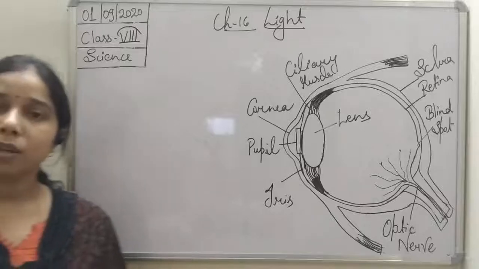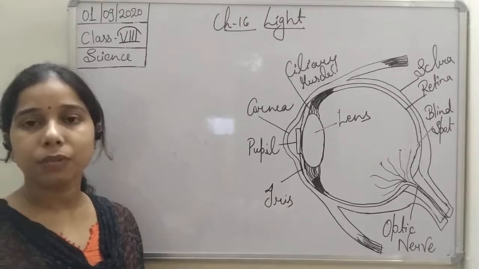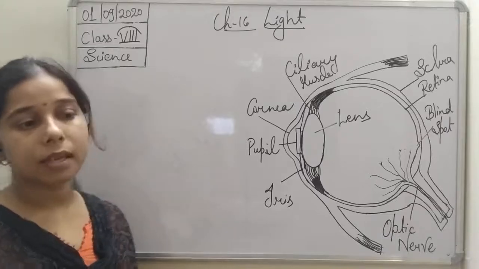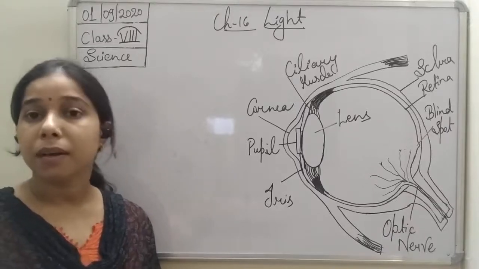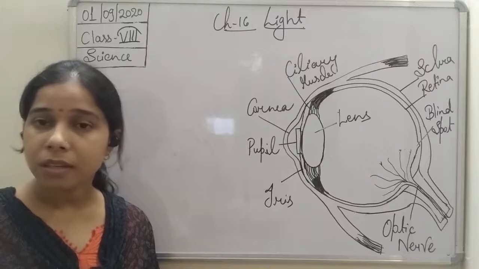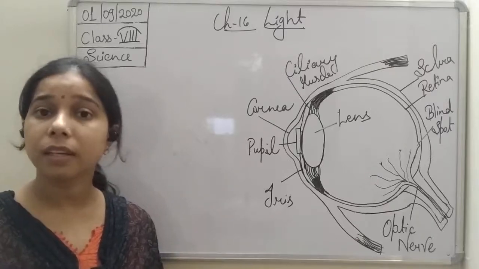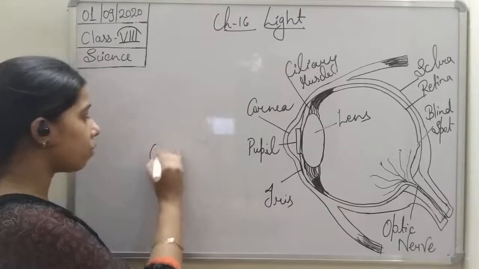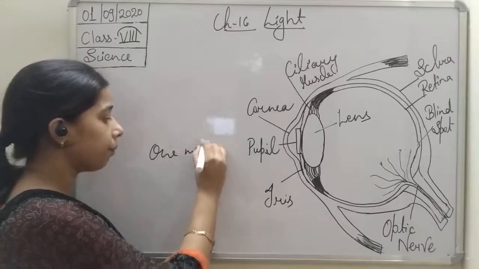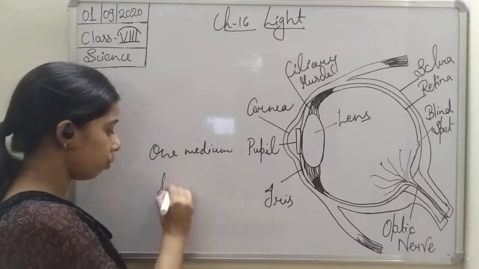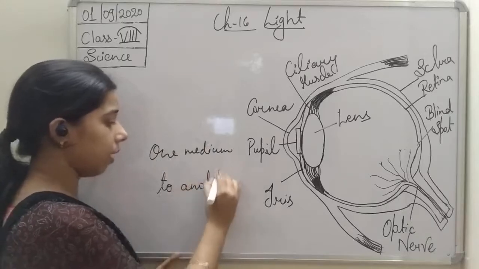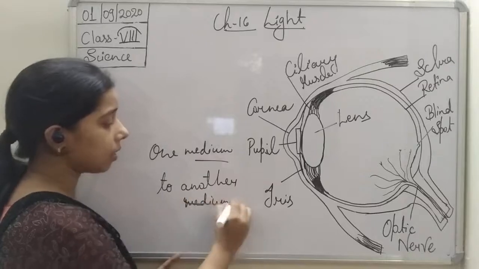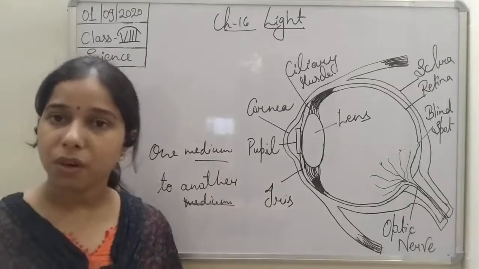Hello students. So in the previous class we were talking about the refraction of light. We discussed what the refraction of light is. Refraction of light, students, means when light rays pass from one medium to another medium, that is known as the refraction of light.